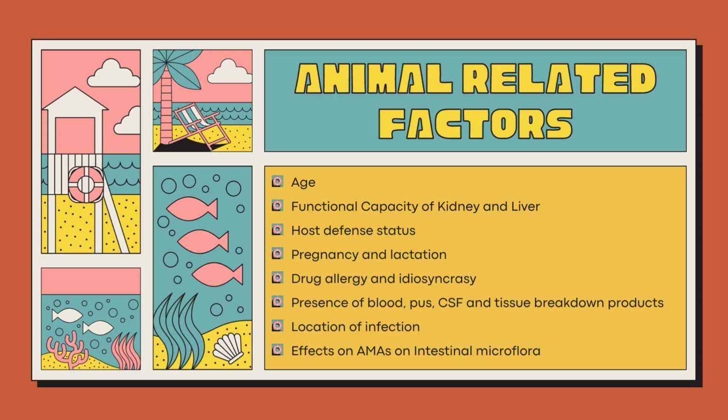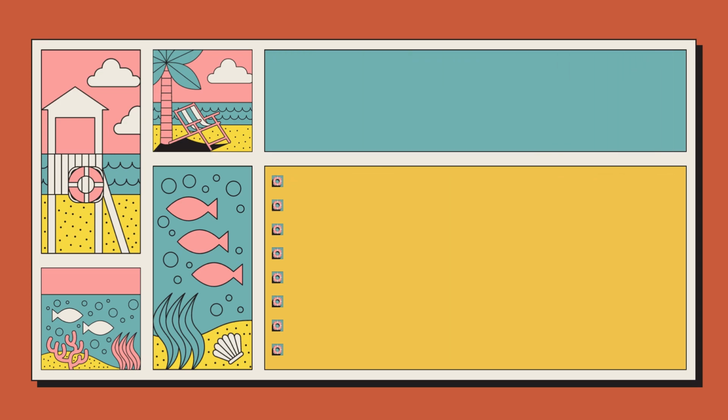Last would be the effects of antimicrobial agents on intestinal microflora. Ruminants are highly dependent on the integrity of the ruminal microflora, and thus oral administration of broad-spectrum antimicrobial agents such as tetracyclines, chloramphenicol, and more affects the normal flora and leaves the field free for growth and multiplication of pathogenic yeast and fungi, which results in acute diarrhea, especially in ruminants.